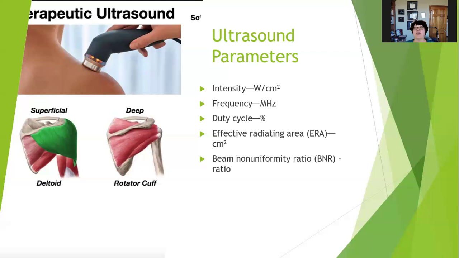The effective radiating area in centimeters squared, and the beam non-uniformity ratio. And normally in our documentation, we record the first three, and we don't record the ERA and the BNR. So how superficial or deep are we going based on the frequency? Are we doing it thermally or non-thermally based on the duty cycle and the intensity? And we'll talk about how to determine the intensity. If you are watching this after lab, you probably already know that now.